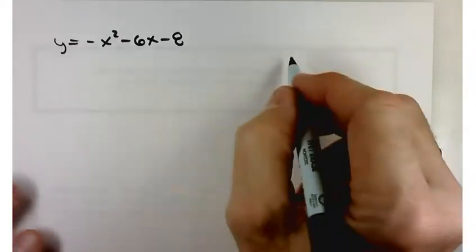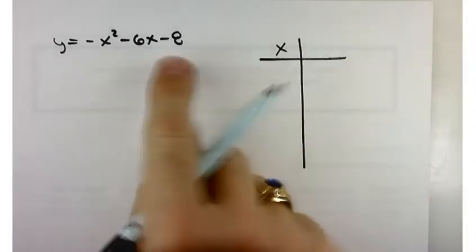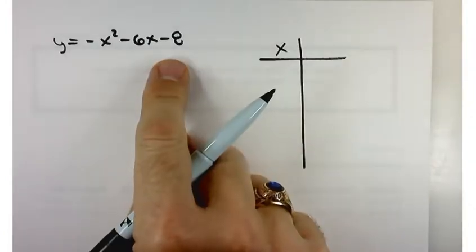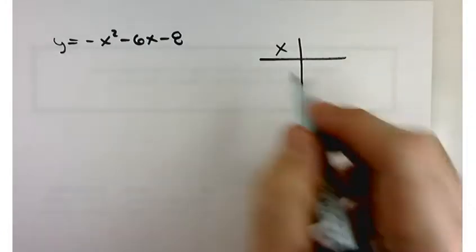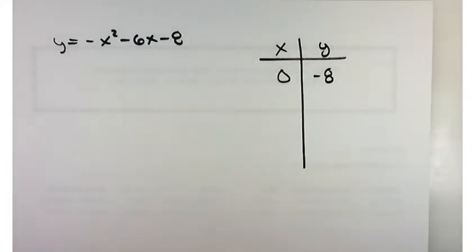Let's start with the easy part. Let's find the Y-intercept. Kari, how do we find the Y-intercept? Set x equal to 0. Can you read that off for me? What do we get when we set x equals 0? -8. Good. So that's the easy part.